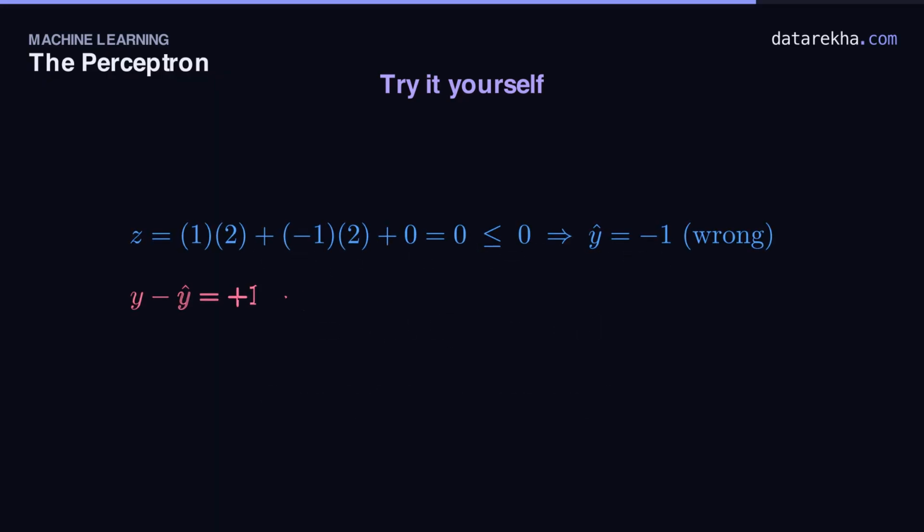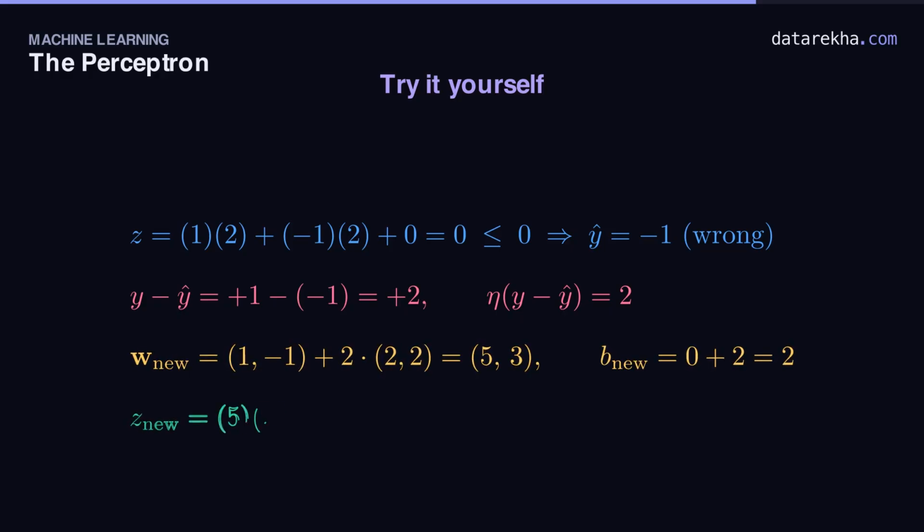The score is 1 times 2 minus 1 times 2 plus 0. Exactly 0. 0 counts as the negative side, so y hat is -1. But the truth was positive. A miss, so the error is +2, and with eta 1 the step is 2. Update the weights. (1, -1) plus 2 times (2, 2) gives (5, 3). The bias becomes 2. And the check, 5 times 2 plus 3 times 2 plus 2 is 18, safely positive. If you landed on (5, 3), bias 2, you've genuinely got the rule.